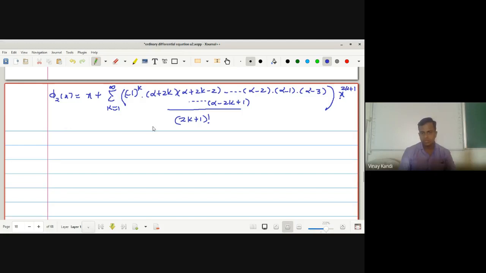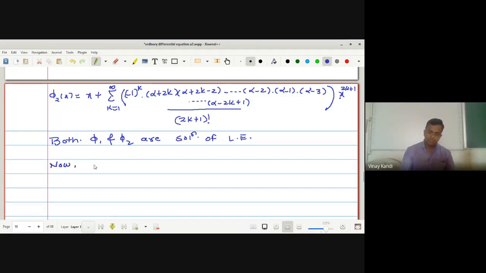Any doubt up to here? Now we have to show that phi 1 and phi 2 are solutions of Legendre's equation. Then we have to show that these two are linearly independent. Here both phi 1 and phi 2 are solutions of Legendre's equation.